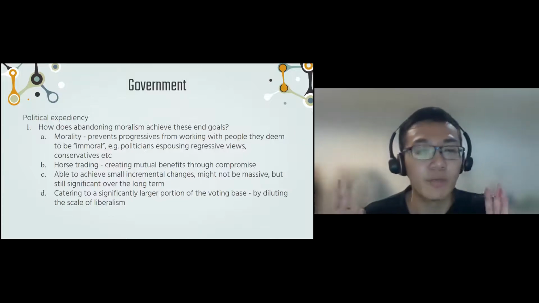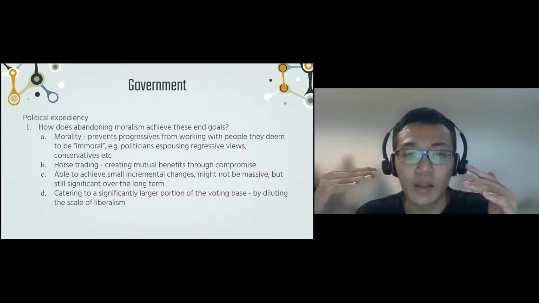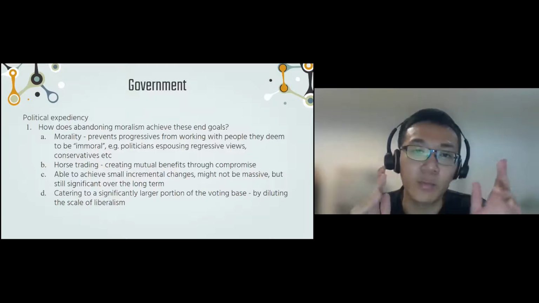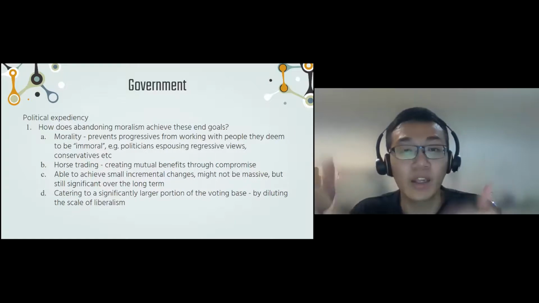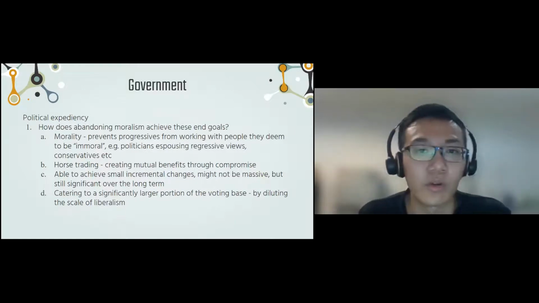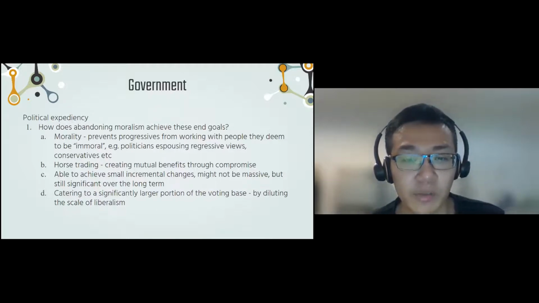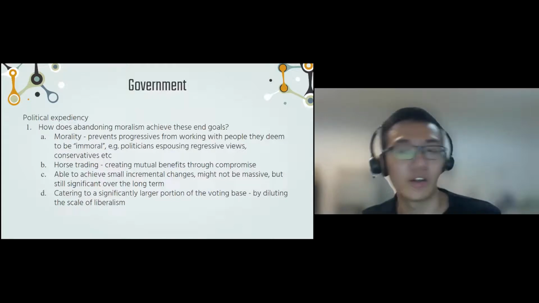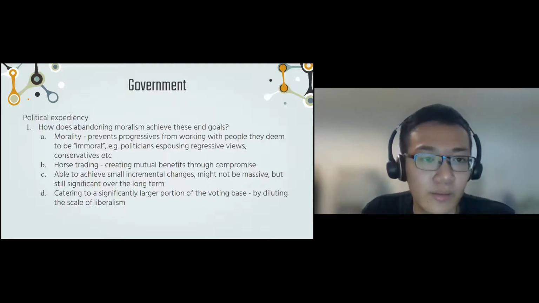So doing that means you're less likely to get corporation support, whereas diluting the scale to which you are pushing for these values is probably going to make it more likely that you get the support of those corporations at the end of the day. So that's how you cater to a significantly larger portion of the voting base by not pushing ideologies that will require them to take very radical shifts in their lives, which they're not likely to do, or to make changes that work against their interests.